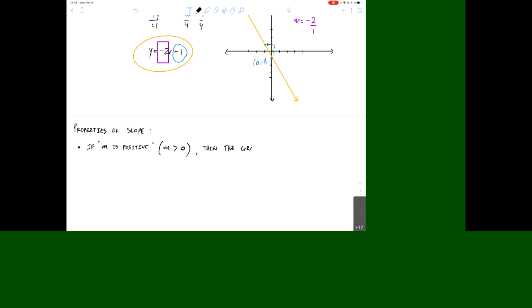the graph goes up in the right direction. No, you know what? Hold on. Then the graph goes up in the right direction. I don't know if I want to say it that way, but I'm going to leave it like that right now because I can't think of a more elegant way of saying it.